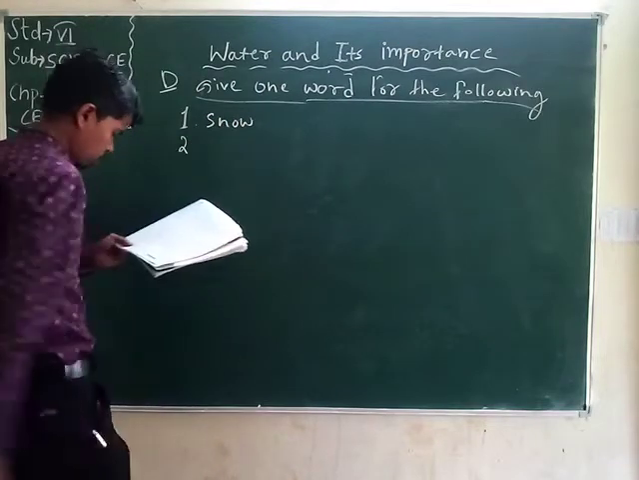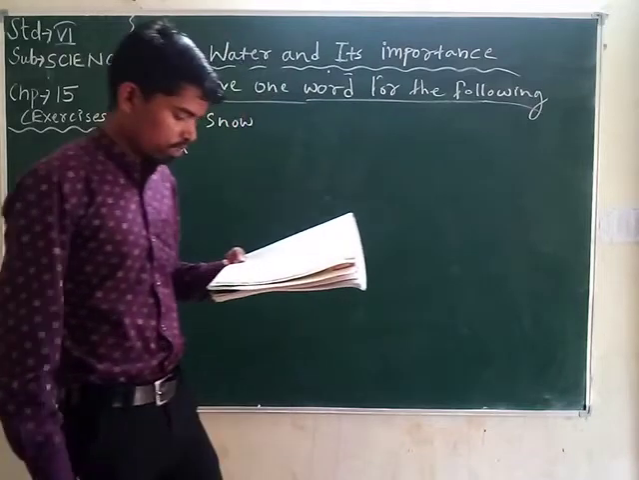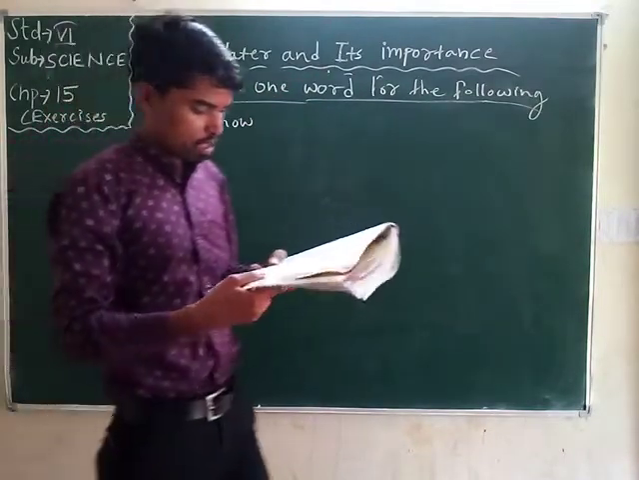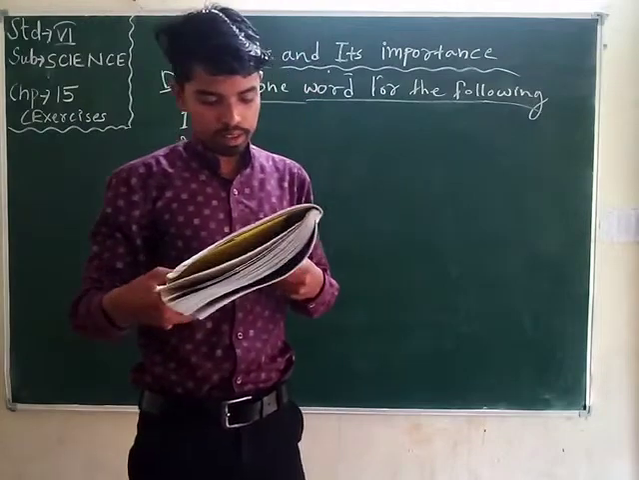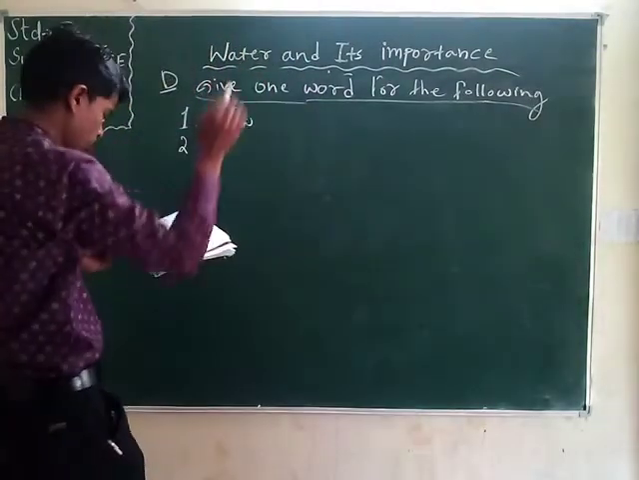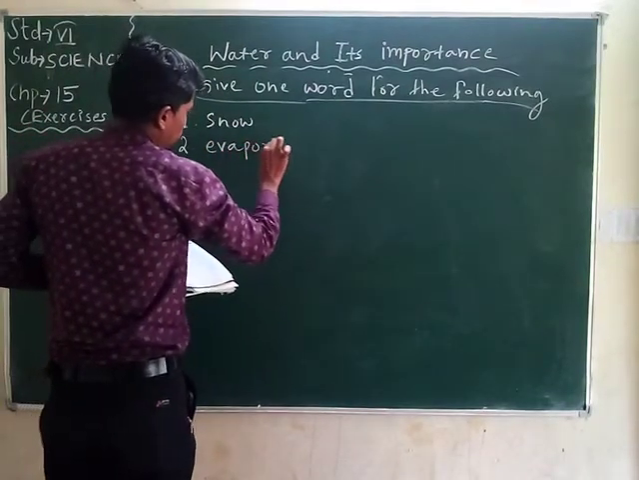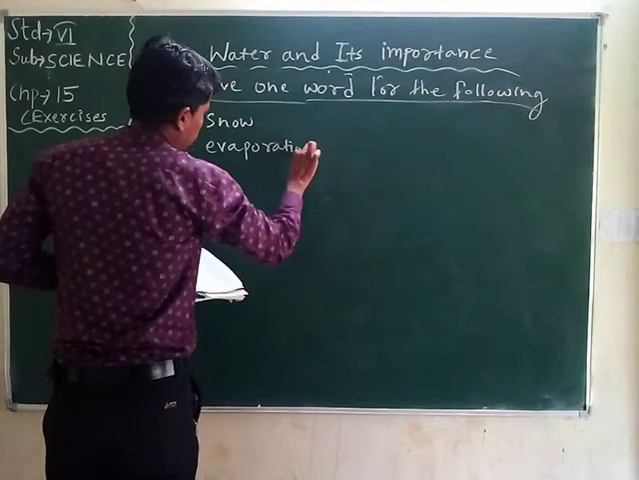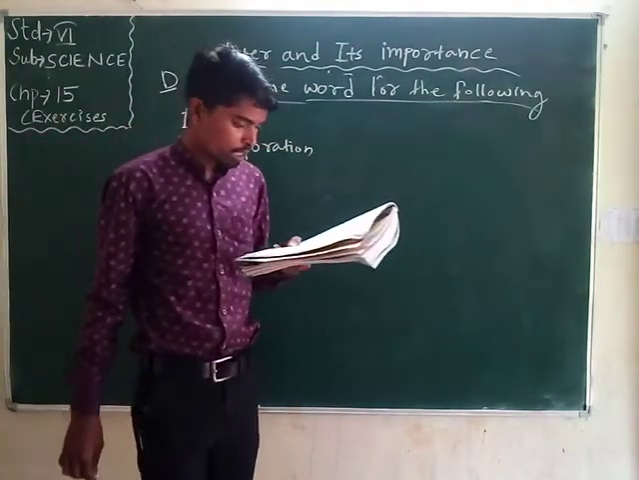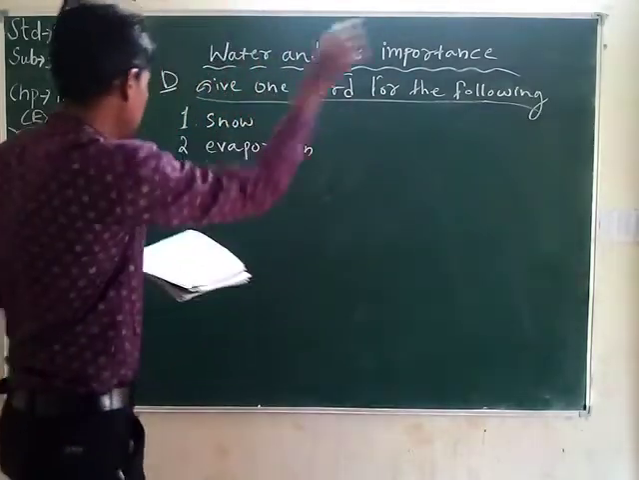Number 2, change of water into vapor by the action of heat. Okay, so student, change of water into water vapor, that is the process of evaporation. Number 3, gaseous form of water, that is vapors.